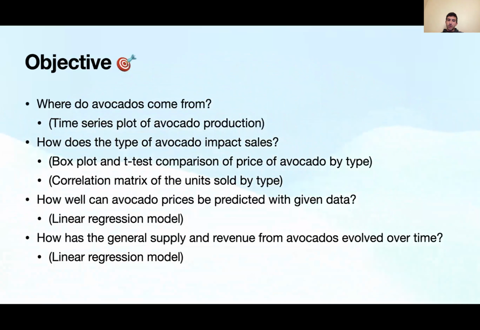And we'll be looking at a correlation matrix of the units sold by type. That is, if you have a small conventional avocado, how does that correlate with a large organic one? Then we'll be going into how well avocado prices can be predicted with past data. And we'll be looking into how the general supply and revenue from avocados have evolved over time. And we'll be using some linear regression models for that.